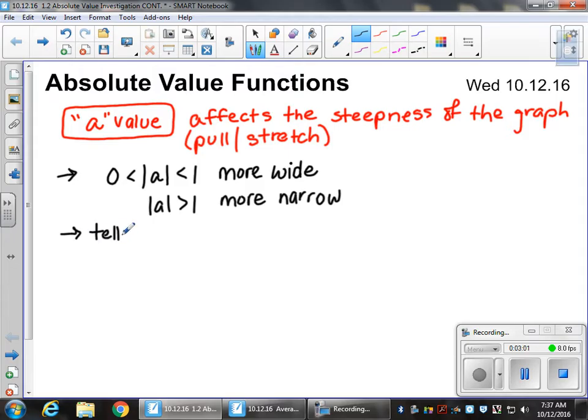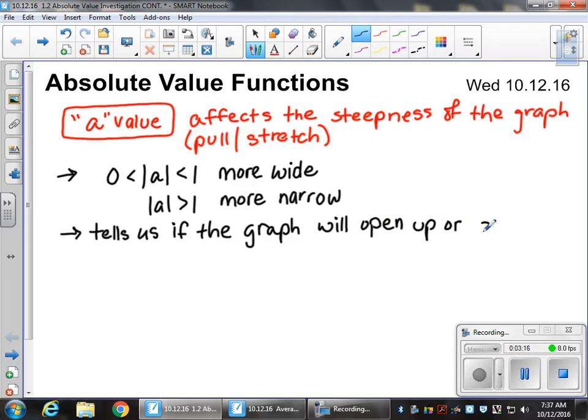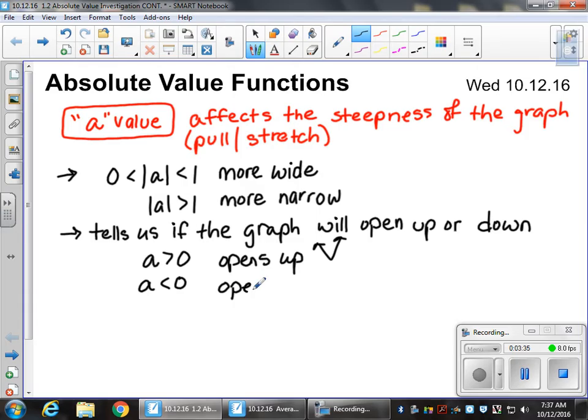A tells us if the graph will open up or down. If A is greater than 0, guess what happens? Good. Opens up. And that's what we mean by opens up. If A is less than 0, opens down.